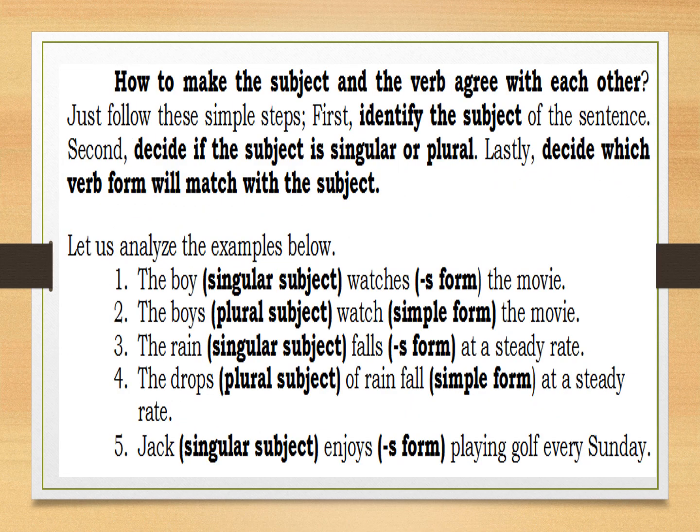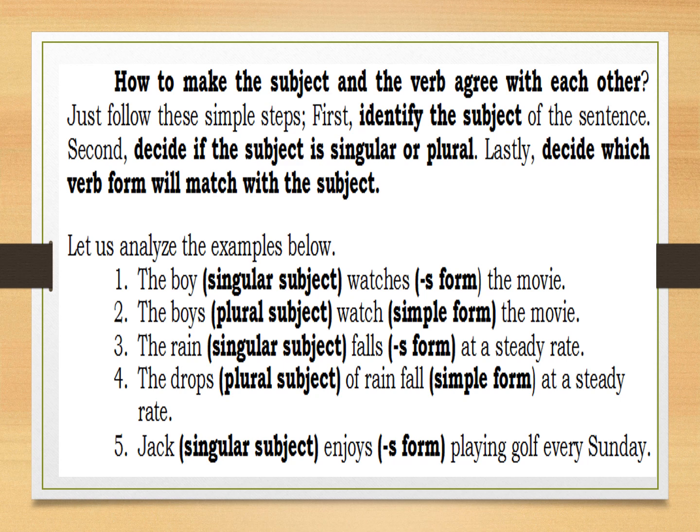How to make the subject and the verb agree with each other? Just follow these simple steps. First, identify the subject of the sentence. Second, decide if the subject is singular or plural. Lastly, decide which verb or which verb form will match with the subject.